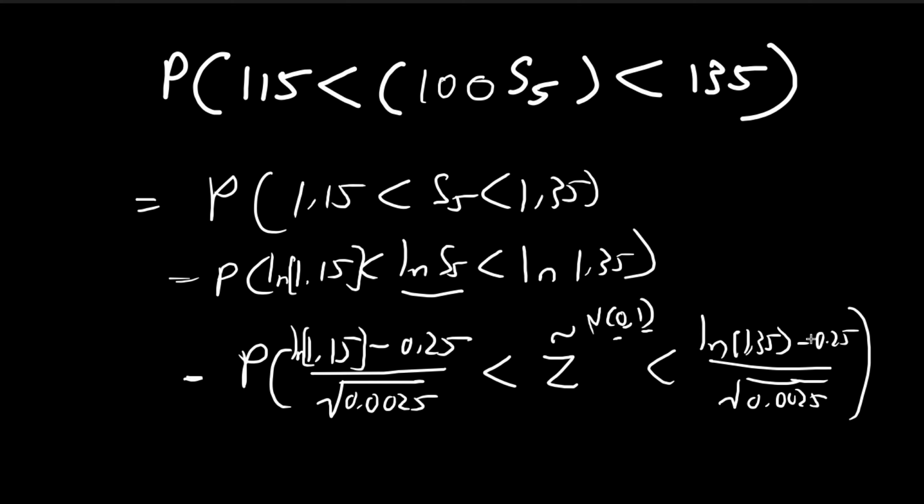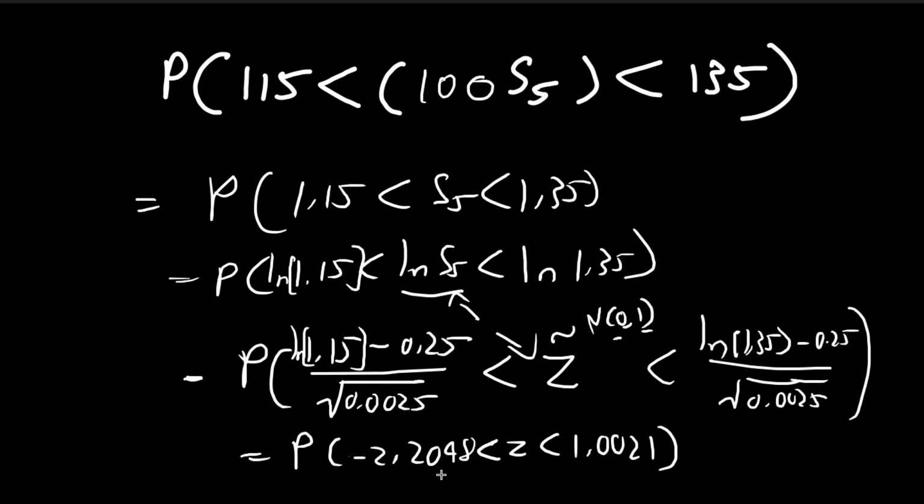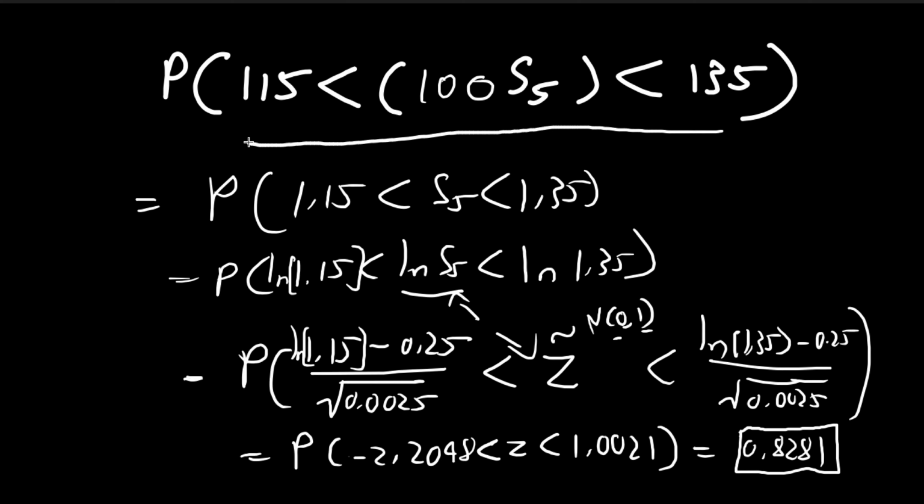This process of subtracting the mean and then dividing by the standard deviation is normalization, which turns this into the standard normal. If you substitute these numbers into your calculator, you'll get something like this. Now you can look up your normal tables to calculate this, and once you do that, you'll find that this is equal to 0.8281. So there's an 82.81% chance that your accumulated value is going to be between these two numbers.